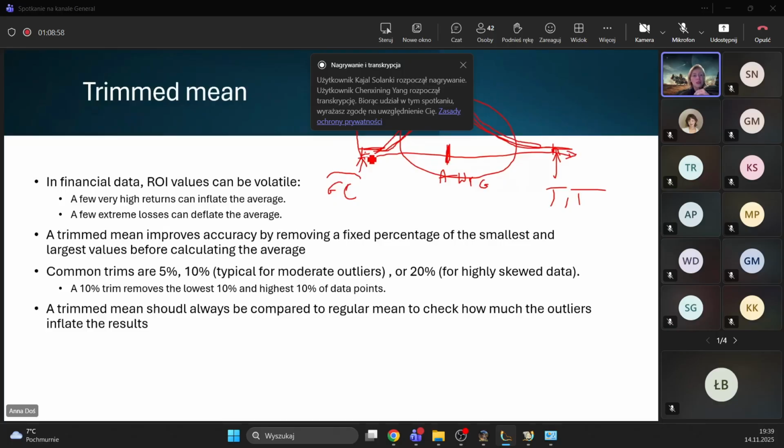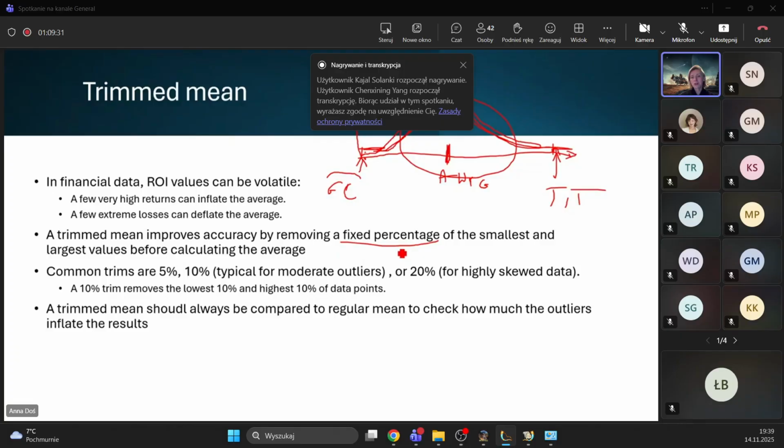So for financial data, for rates of return, there are some extreme positive and negative observations. If they are triggered by historical events that are not likely to happen again, then we should get rid of these outliers because they give us a false picture of the average. So the trimmed mean is obtained by removing some fixed percentage of the smallest and largest values.